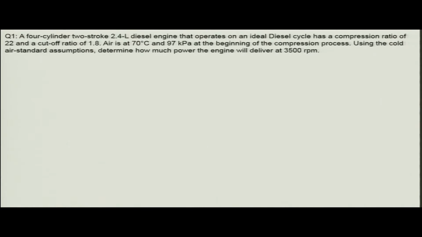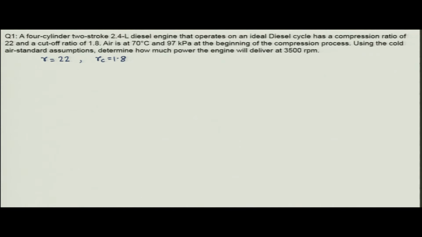The first problem is a 4 cylinder 2 stroke diesel engine of 2.4 liter that operates on an ideal diesel cycle. The compression ratio is given as 22, and the cutoff ratio is 1.8. At the beginning of the compression process, the air is at 70 degree centigrade and 97 kilopascal. Using the cold air standard assumptions, determine how much power the engine will deliver at 3500 rpm. That is the problem statement.